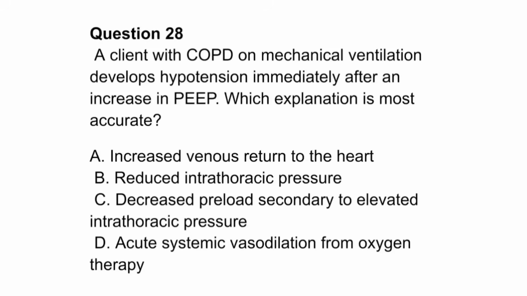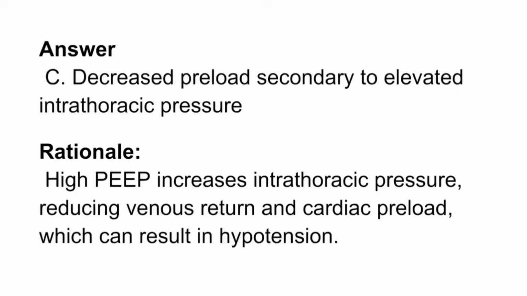A. Increased venous return to the heart. B. Reduced intrathoracic pressure. C. Decreased preload secondary to elevated intrathoracic pressure. D. Acute systemic vasodilation from oxygen therapy. Answer: C. Decreased preload secondary to elevated intrathoracic pressure. Rationale: high PEEP increases intrathoracic pressure, reducing venous return and cardiac preload, which can result in hypotension.